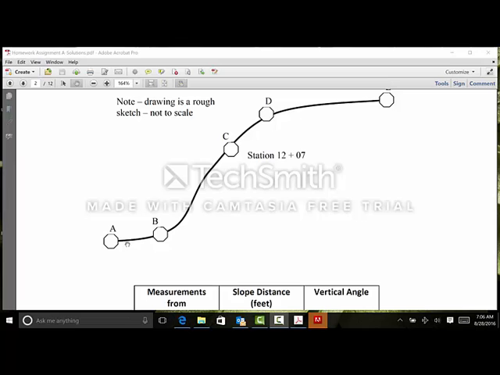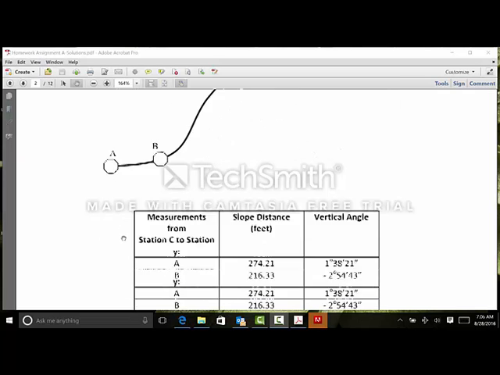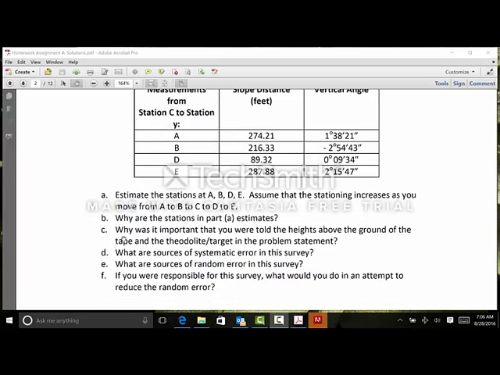It depends on your application. But in this case, it is important to note that I did not measure the actual horizontal distance along the feature. I just took a straight shot from C to A. So that's the reason why they're estimates.